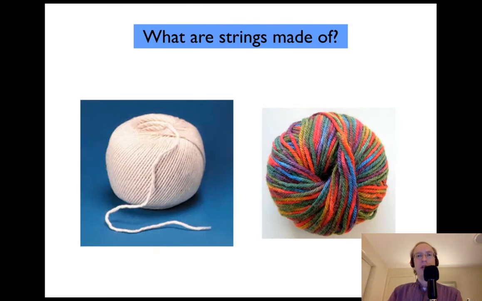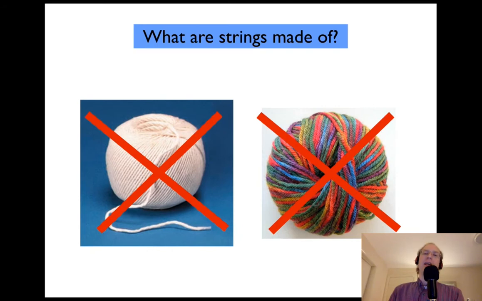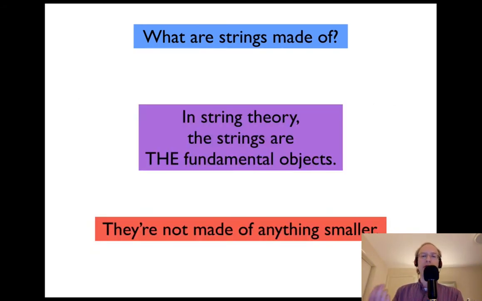Of course, every time I mention that, people always ask me, well, what's the string made of? Because when you say string, people think of yarn or twine or something like that. And of course, that's not correct. The point is, in string theory, the strings are the fundamental objects. That's the fundamental assumption of string theory. So they're not made of anything smaller.